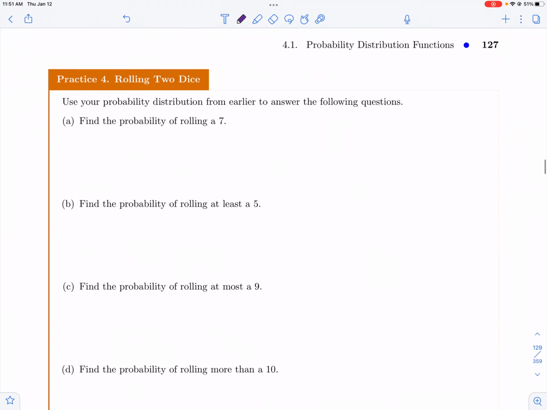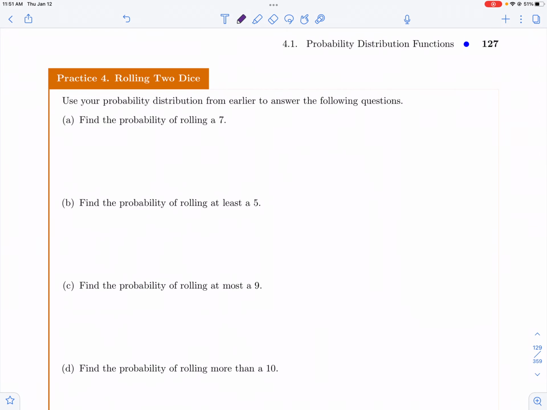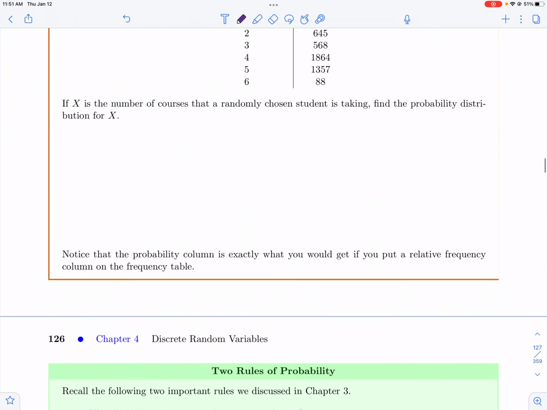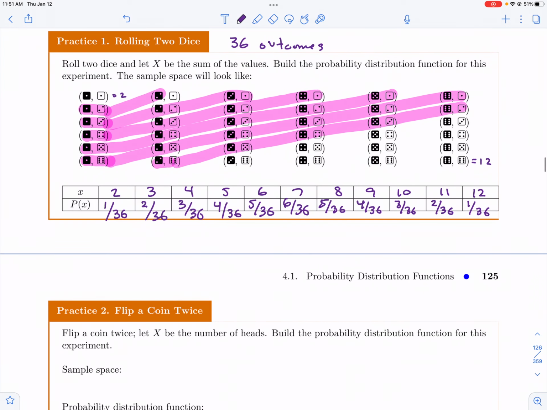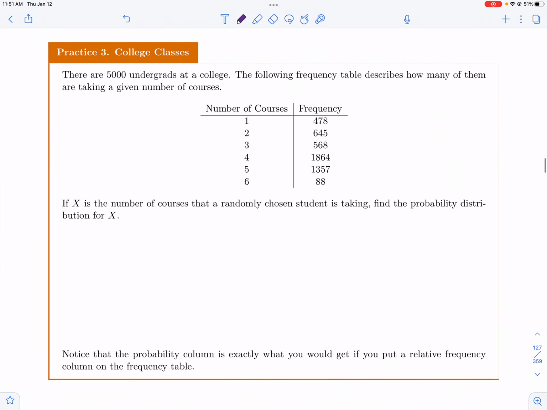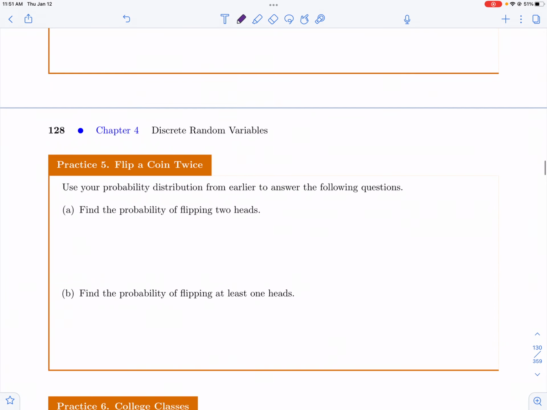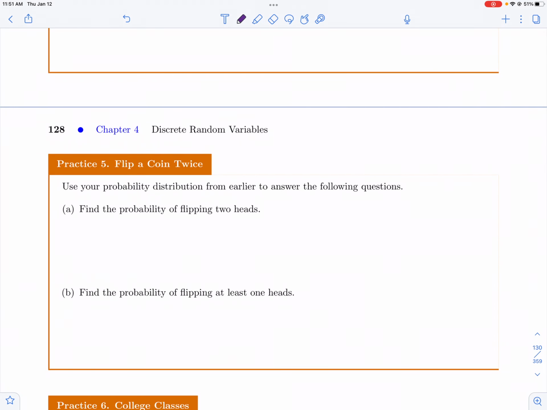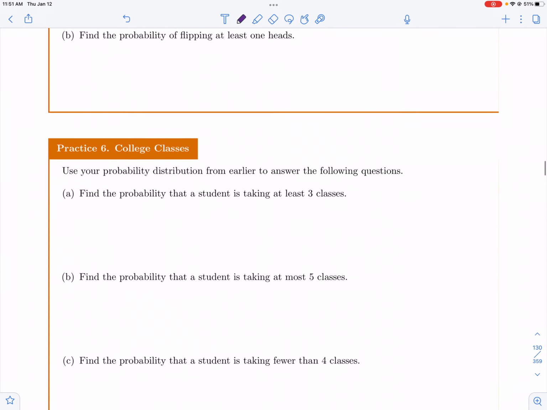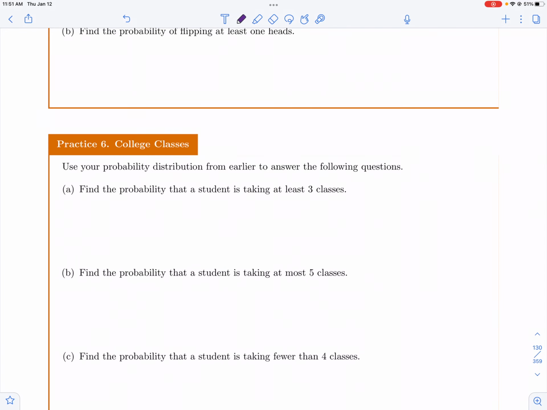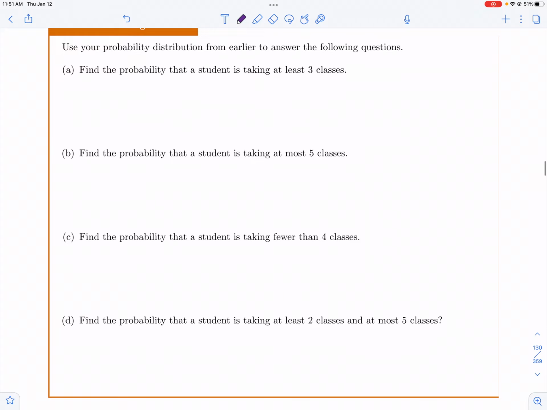So in the meantime, go ahead and work on practice 4, which is going to be using the probability distribution function that I made for you in practice 1. So just flip back to that page so we can use that probability distribution function. Practice 5 is using the practice 2 probability distribution function that you came up with, and practice 6 is using the practice 3 probability distribution function that you came up with.